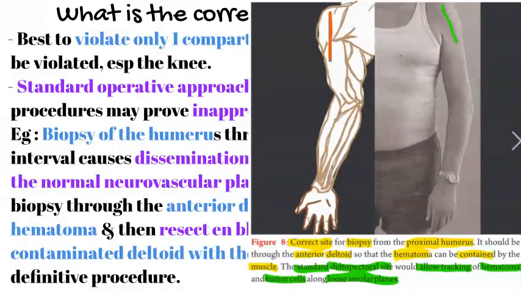Again, this figure illustrates the correct site for biopsy from the proximal humerus. It should be through the anterior deltoid so that the hematoma can be contained by the muscle. The standard deltopectoral site would allow tracking of hematoma and tumor cells along the loose areolar planes.